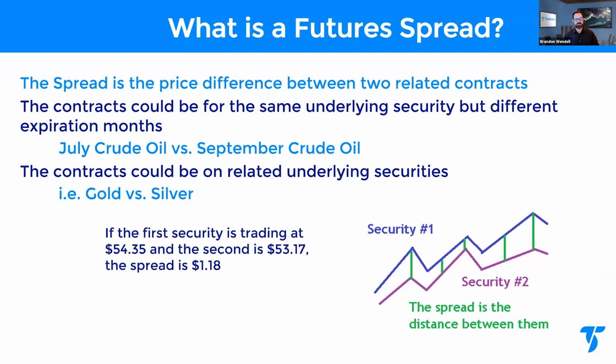So basically, let's say one security is trading at 54.35 and the second is trading at 53.17. Okay, the separation between those two is $1.18. That's the spread. It's the difference between price number one minus price number two, or vice versa. It doesn't matter. Okay, you can have negative numbers for spreads as well. That's fine.